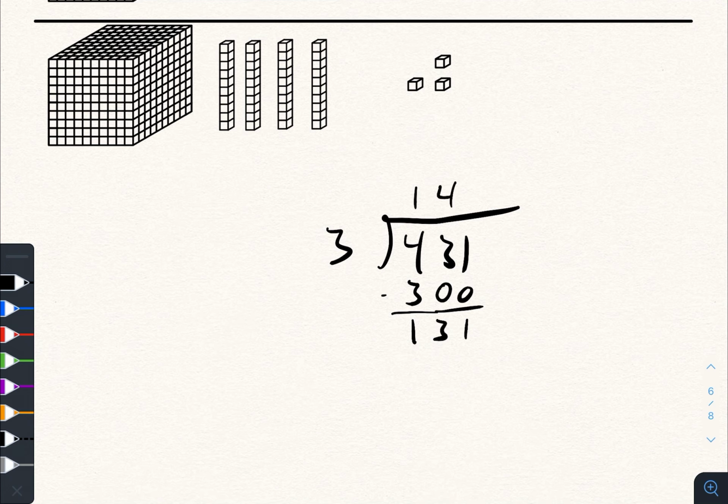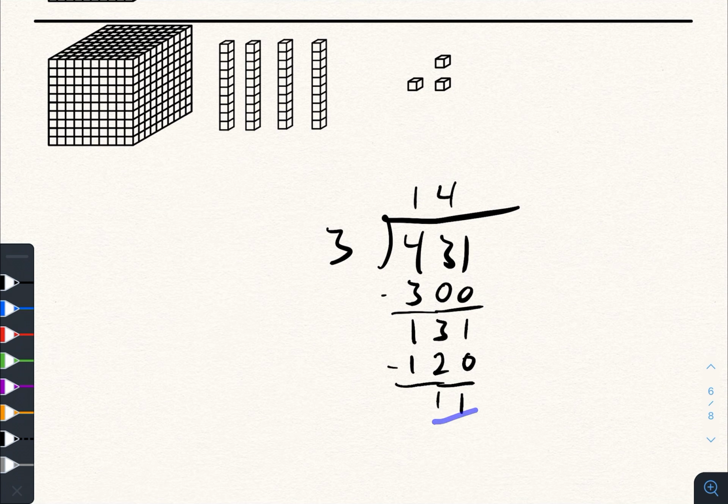How many times does 3 go into 12? It goes in there 4 times. 4 times 3 is 12. Take that away. And since this is really 4 tens, this is like 40. So 4 tens times 3 is 120. Take that away. I'm left with 11.